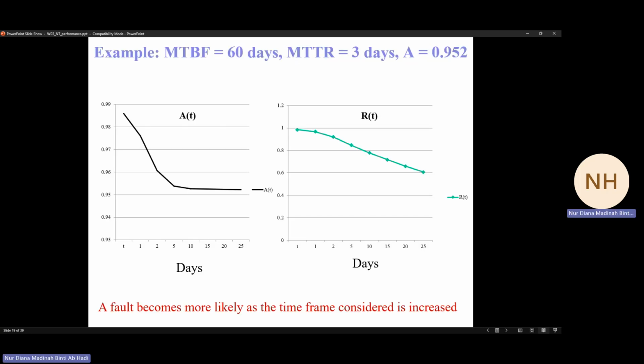So this is the example. If your MTBF is 60 days, your MTTR is 3 days and your availability is 0.952, I want you to calculate and see what the value of instantaneous availability would be. All of the information is written there. I want you to try now. I give you around 5 minutes.